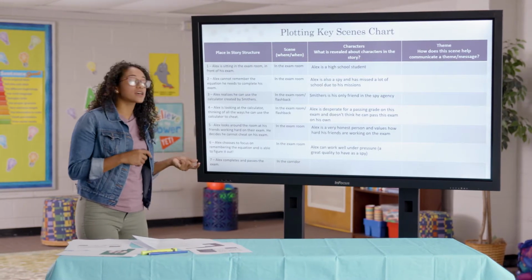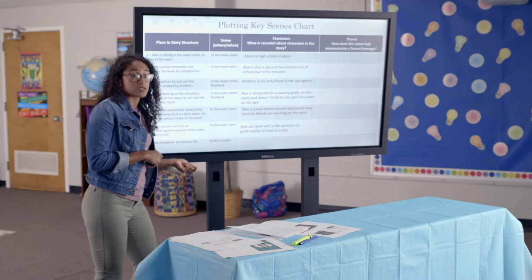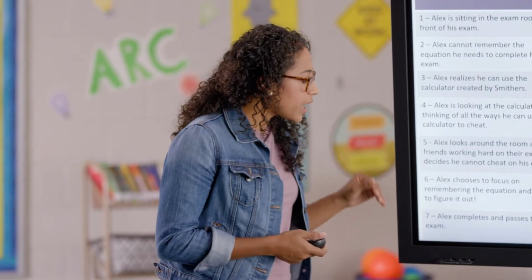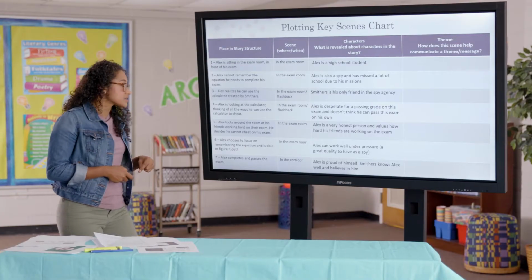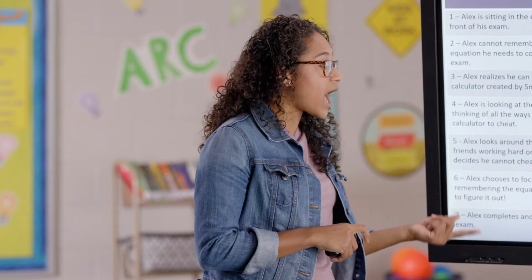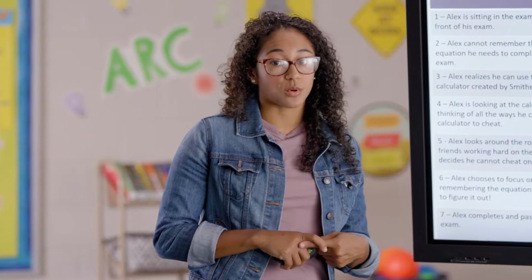And we learn that Alex actually works really well under stress, which is a really good characteristic to have as a spy and probably why he was chosen. And by the end, Alex completes and passes this exam, and Alex is really proud of himself for being able to do this on his own. And we also learned that Smithers knew Alex well and believed in him based on the message he sends to him at the end of the story.